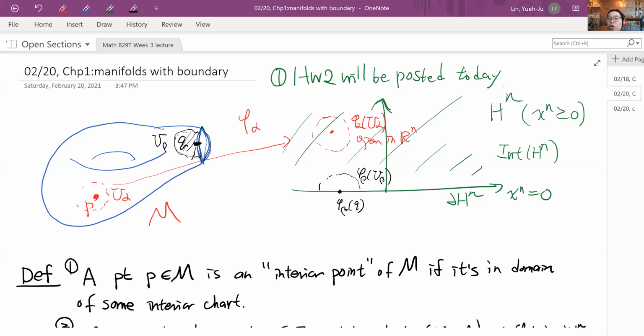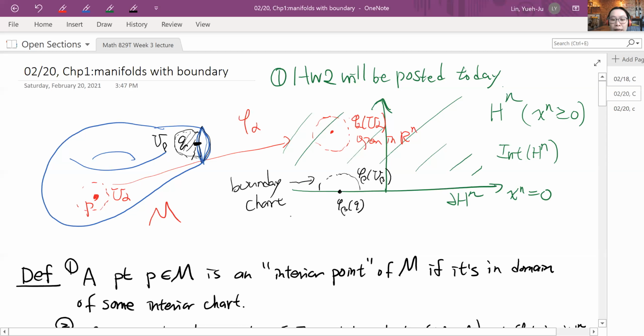So you are essentially going to see two types of open set in this case. Either it's the original open set in the usual sense that we know of, or you might have this type of what we call the boundary chart.